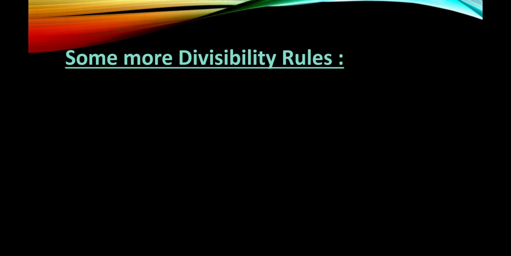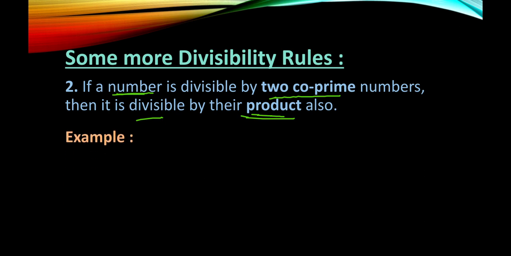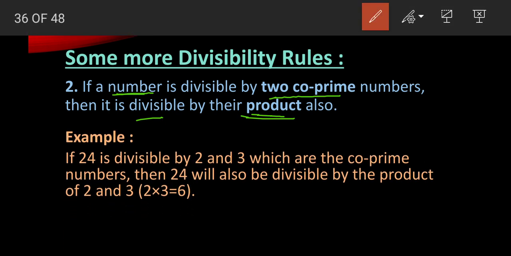Now come to the second rule. If any number is divisible by two co-prime numbers, then it is divisible by their product also. Let us check this one with the help of an example. Here, 24 is divisible by 2 and 3. 2 and 3 are co-prime numbers, as they have only one common factor, that is 1.